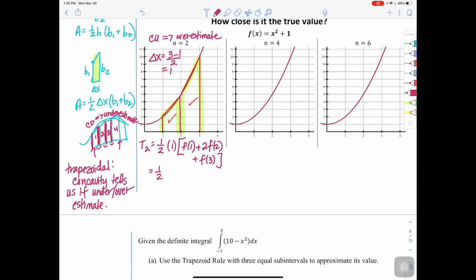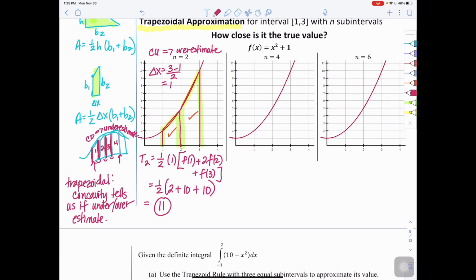F of 1 is 2, and F of 2 is 5, but we need 2 of those, so that's 10, plus F of 3 is 10. And we end up with 1/2 of 22, which is 11. Okay, so that's our first trapezoid. Let's see what happens when n is 4.